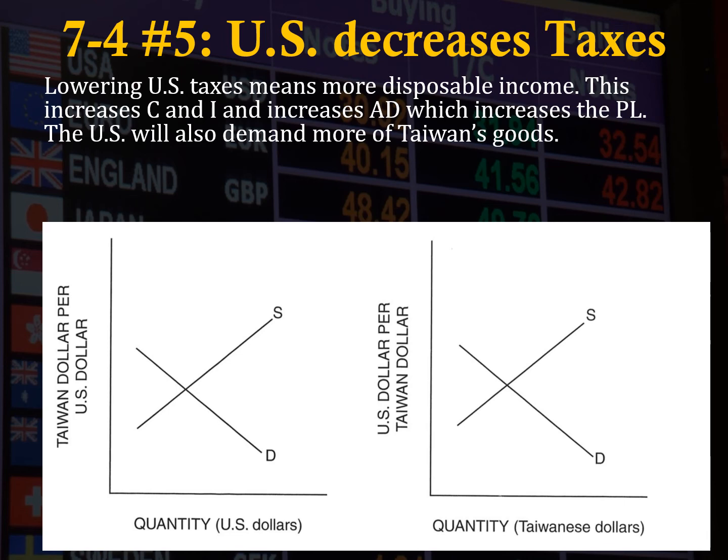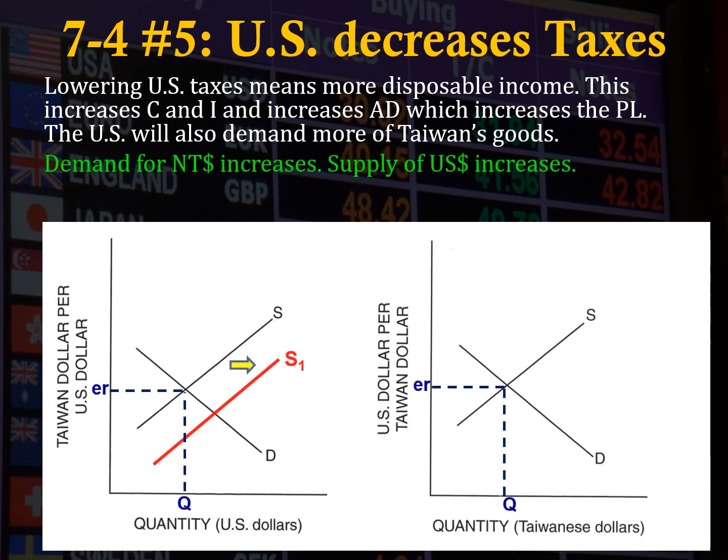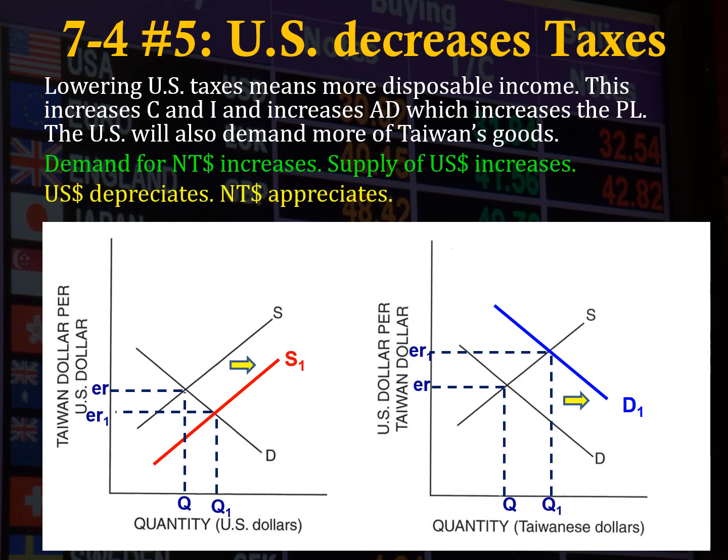So let's go with the lowering of US taxes means more disposable income for Americans. That's going to increase the consumption and investment for Americans, which will increase aggregate demand in the American economy. That increases the price level. So now American goods are relatively more expensive than Taiwanese goods. So now Americans are going to look to Taiwan to buy some of Taiwan's goods. So that's going to increase the demand for the new Taiwan dollar, which is in the graph on the right. And that's going to increase the supply of US dollars, which is the graph on the left. As a result, the Taiwan dollar appreciates, the US dollar depreciates.